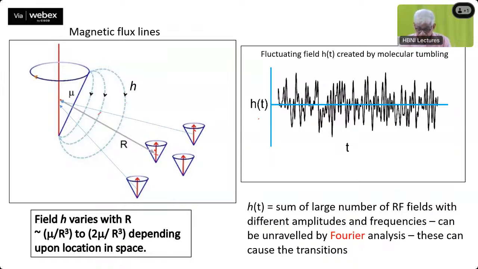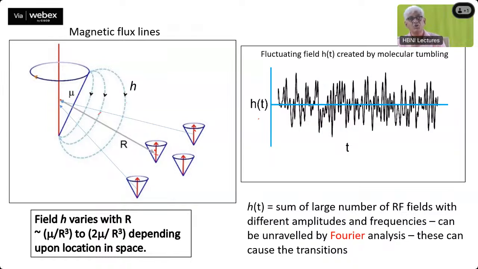So therefore, h of t is a sum of a large number of RF fields, different amplitudes and frequencies. What are these RF fields? These are all created by this. They are fluctuating fields. h of t is the sum of all of these things. Now, how do we figure this out? If you have so many contributions here, so many fluctuating magnetic fields which are there, and each of these fluctuating fields is in principle capable of causing a transition. Okay, so now how do we analyze this kind of a superposition of thousands and millions of such fields? How do we analyze this?